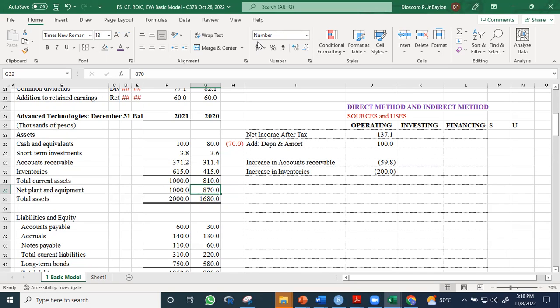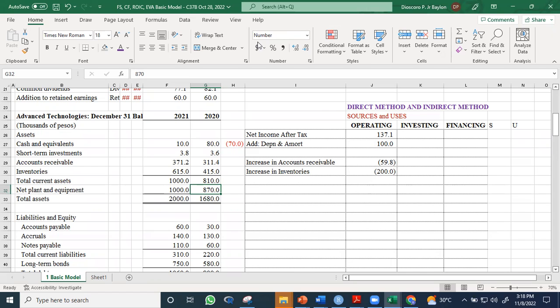Anong SU? OIF muna yung una eh. SU, source at saka use, nasabay. So ano siya? Operating, investing, financing. OI or F ba yan? And then is it an S or a U? Two letters, please.